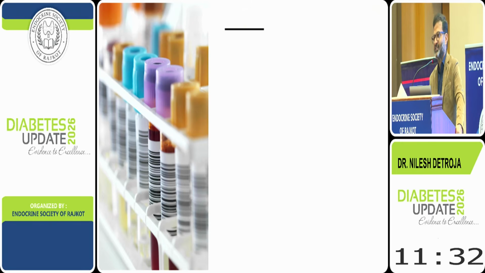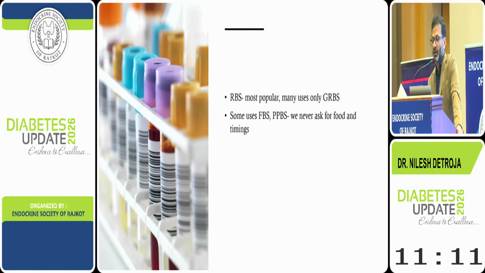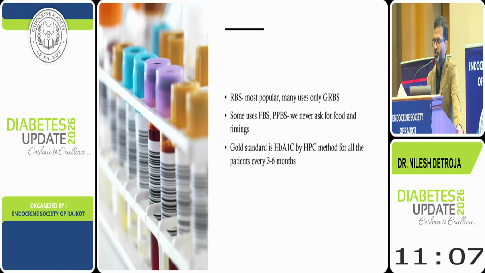So we don't ask this kind of questions and we simply start medicines or we change medicines. Unfortunately, a large number of people still rely on just RBS. Many are just checking glucometer sugar at the hospital and deciding the treatment on the basis of just these 2 parameters. Some are using fasting and PPBS, but we never ask for the history of food and timings. HbA1c, unfortunately, many people still are not doing, and some are doing, but not with the proper method, that is HPLC, which is the gold standard.